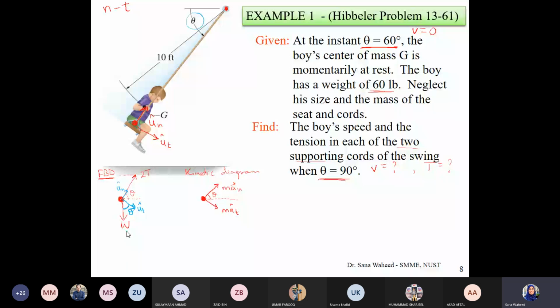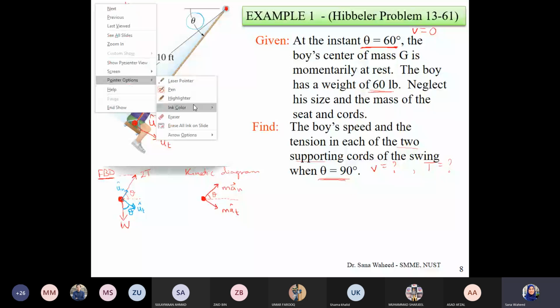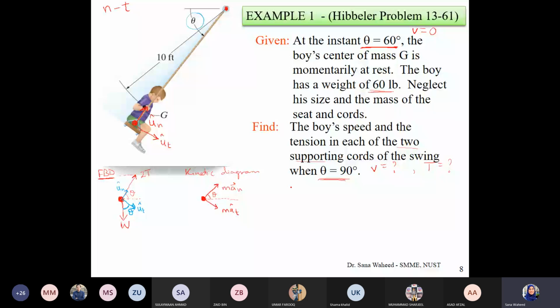Now let's start to apply my equation of motion in my two directions. Let's change my color again. So of course, applying the equation of motion, I have summation f in the tangential direction is going to be equals to MAT, and simultaneously I also have that summation fn is equals to MAN. ऐसा ही है. Now let's start to solve each of these one by one. So let's say summation ft वाले को पहले करते हैं.